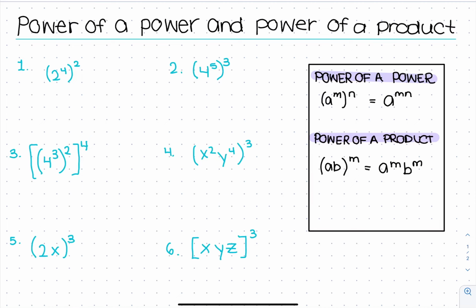Welcome back. So the next set of exponent rules we're going to take a look at is called the power of a power rule and the power of a product rule. So these are another two very important rules.